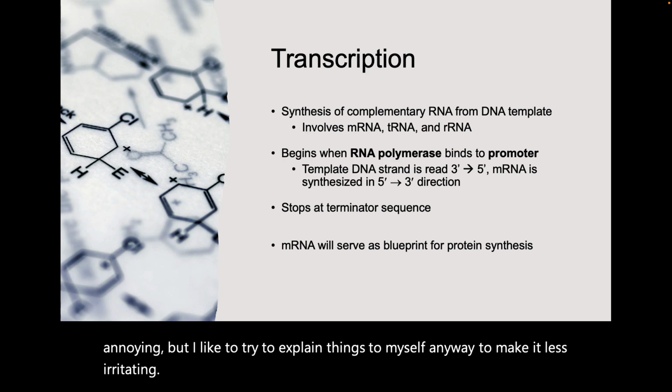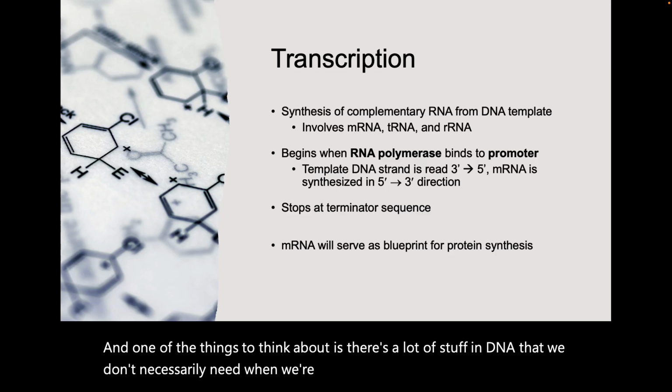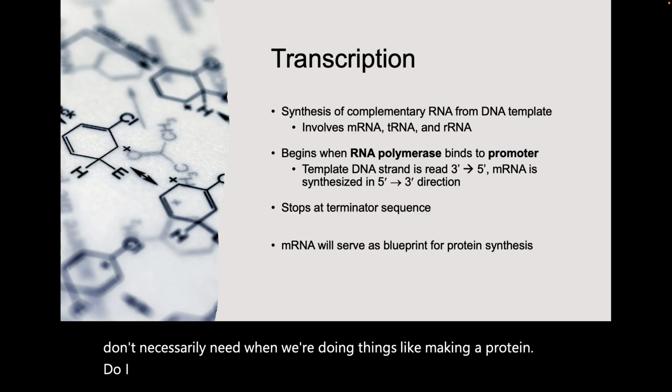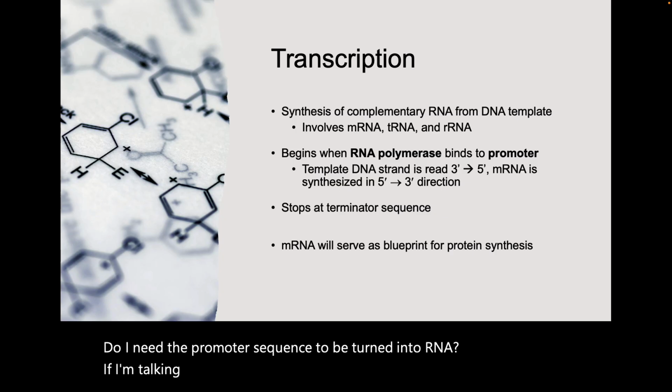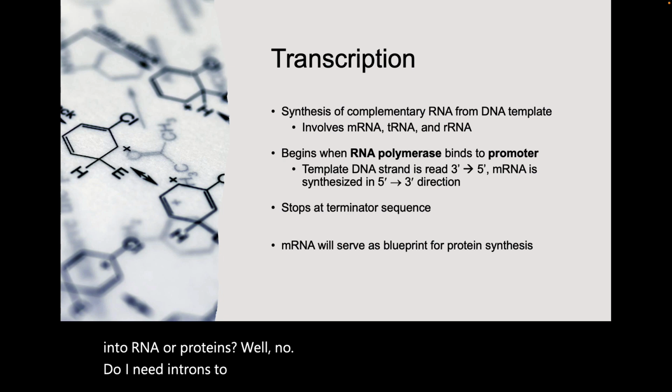One of the things to think about is there's a lot of stuff in DNA that we don't necessarily need when we're doing things like making a protein. Do I need the promoter sequence to be turned into RNA? No. If I'm talking about a eukaryote, do I need intergenic regions to be turned into RNA or proteins? Well, no. Do I need introns to be turned into proteins? No.